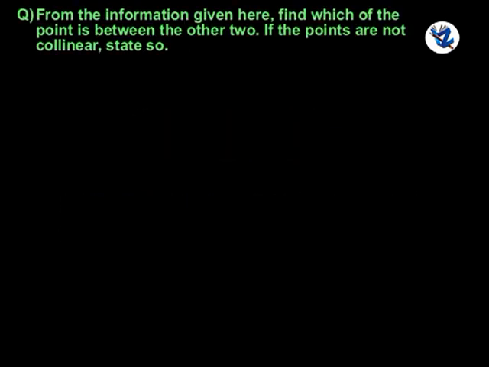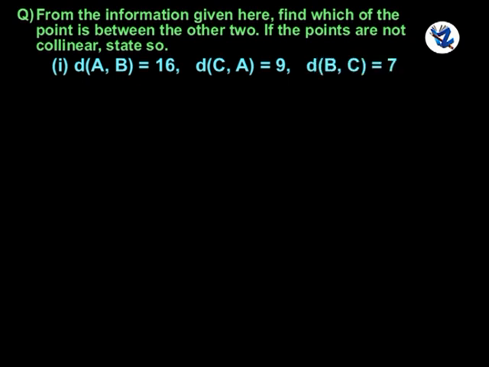Now the question. From the information given here, find which of the points is between the other two. If the points are not collinear, state so. First one, distance AB is equal to 16, distance CA is equal to 9, distance BC is equal to 7.